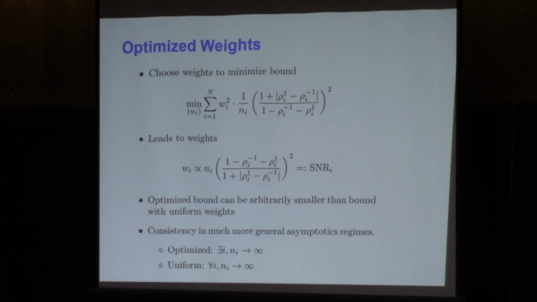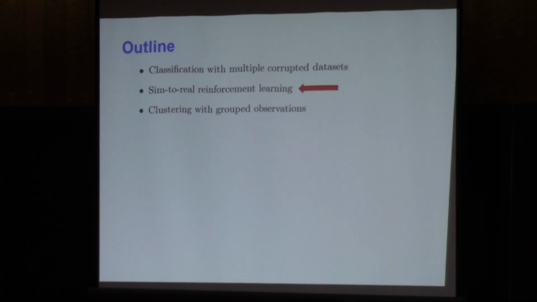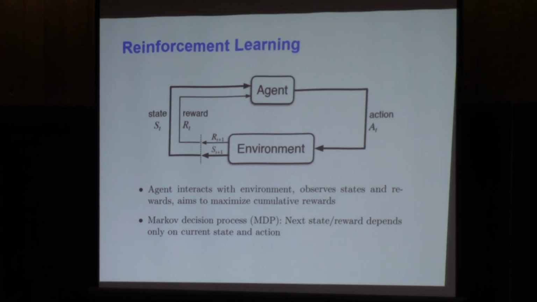Okay. So I'll move on to the second part: sim-to-real reinforcement learning. All right, so here's just an overview of reinforcement learning. There's an agent that, in a discrete sequence of time steps, interacts with an environment by choosing from a finite set of actions. Every time they take an action, starting in some state, the environment takes them to a new state based on the action, and also gives them a reward signal. And the goal is to maximize cumulative rewards over some time horizon.